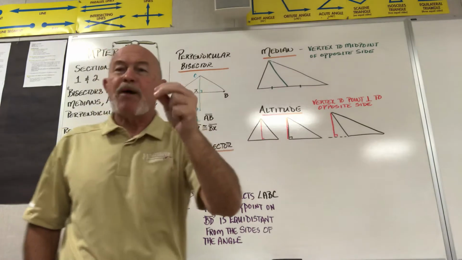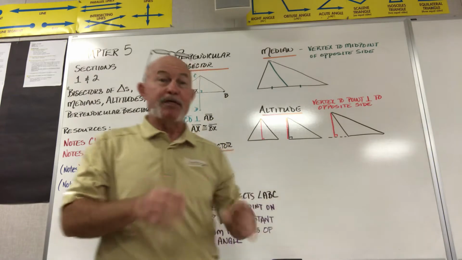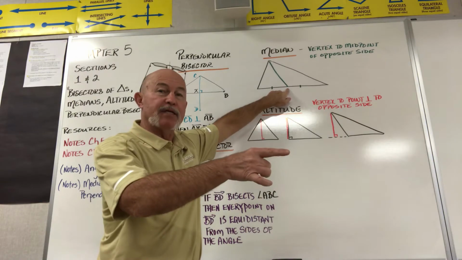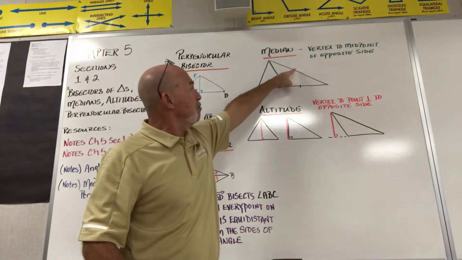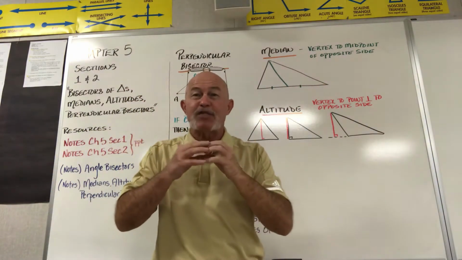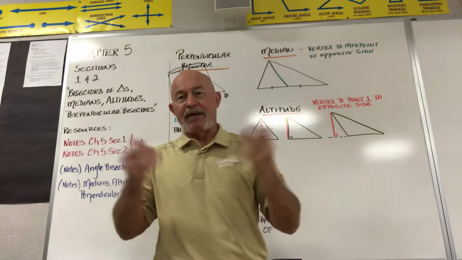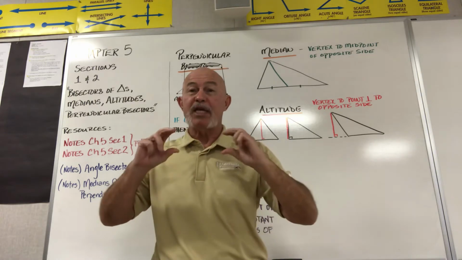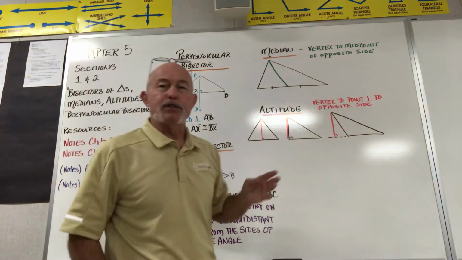Median. Think about the median on a highway. It's in the center. That's what a median segment does. It goes from a vertex to the midpoint of the opposite side. There are 3 in every triangle. Vertex to midpoint. Vertex to midpoint. All 3 intersect in the center. We'll get into that in a second. There's a funky name for that. I'm not really worried about you knowing it, but I want you to understand when you see it, this is what it means.